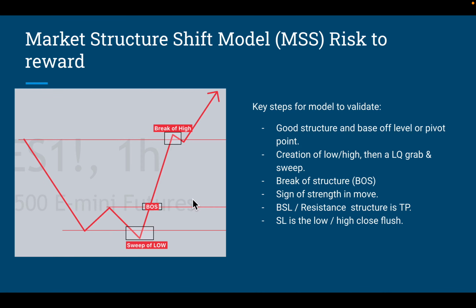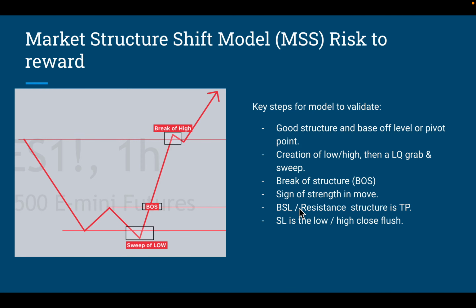What does a break of structure do? Well, it signals and tells you that price is very, very strong, right? Whenever we see a break of structure, especially if it closes flush and closes aggressive, it really tells you that price is tremendously powerful and it's gearing up for a nice extensive move. So whenever we see a BOS, it's a good signal for continuation.